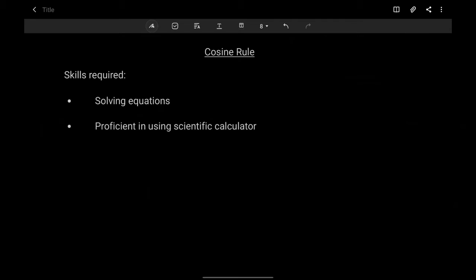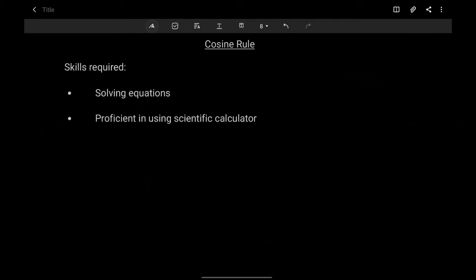In this lesson, you'll be learning how to use the cosine rule to calculate the length or angle of a non-right angle triangle. The requirements for this lesson are that you know how to solve equations and that you're proficient in the use of a scientific calculator. So let's start by taking a look at what the cosine rule is.